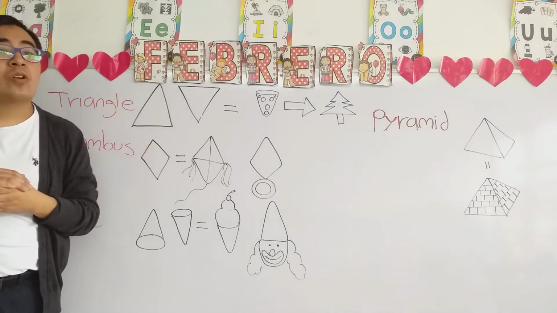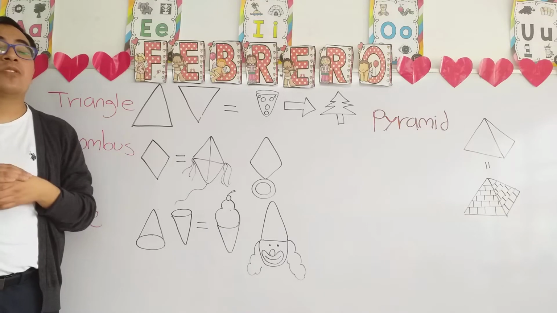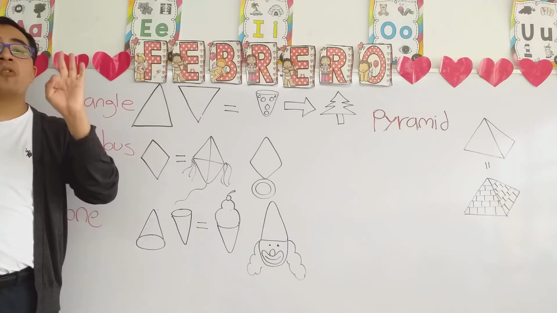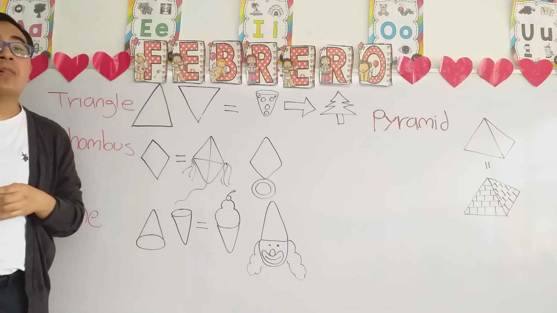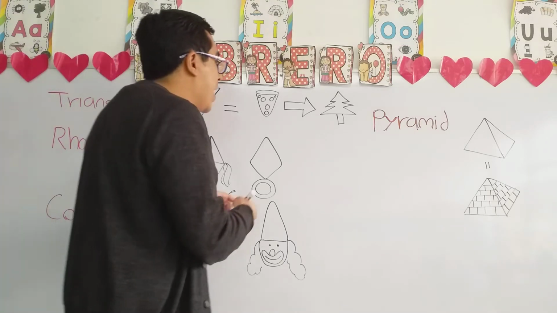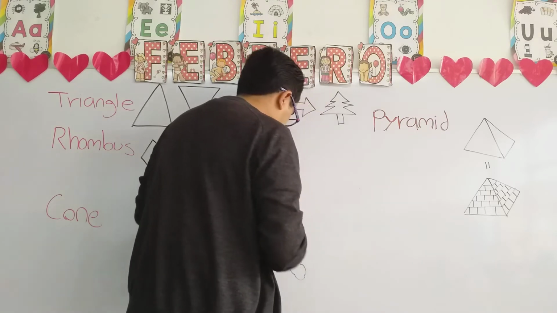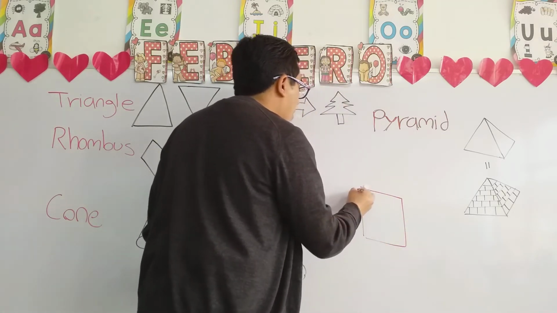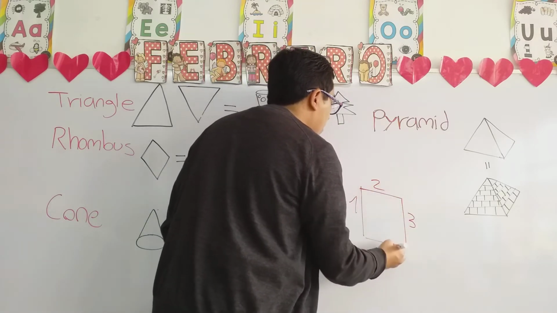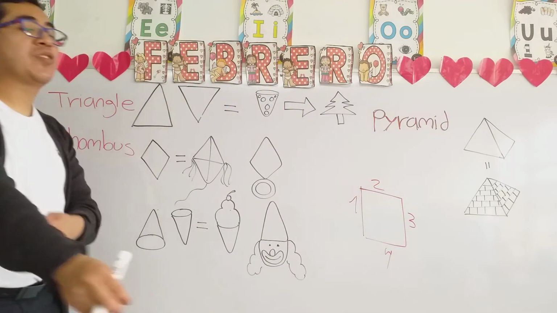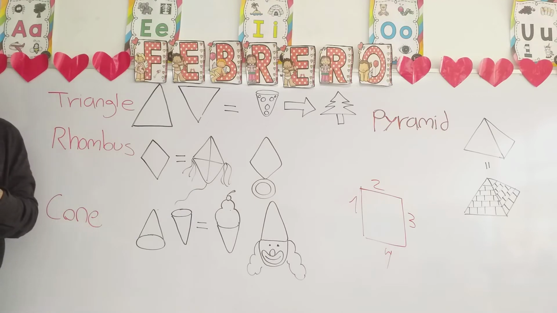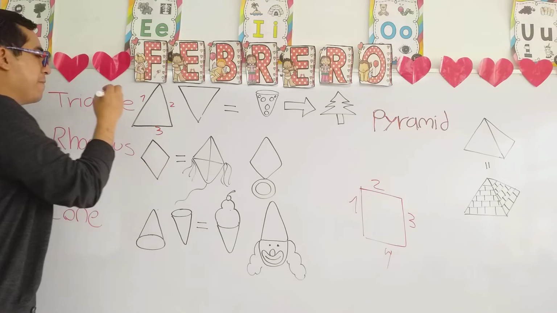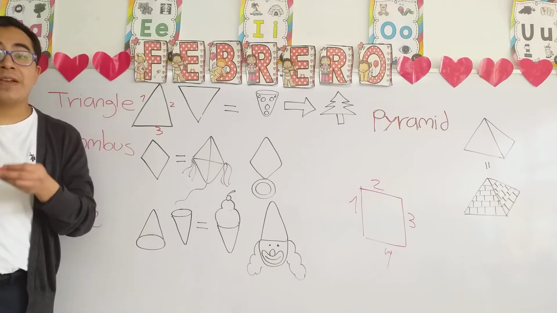Another characteristic of the triangles is that of all geometric shapes, this is the one that only has 3 sides. For example, a square has 4 sides. Un cuadrado tiene 4 lados. 1, 2, 3, 4 sides of a square. The triangle only has 3. 1, 2, 3. Okay? Very good.